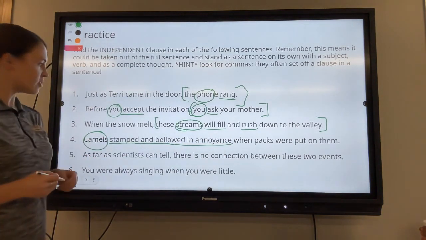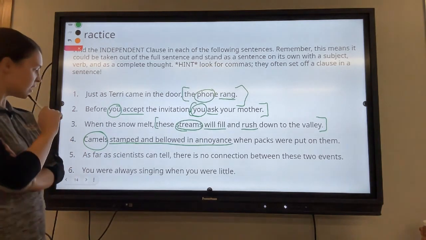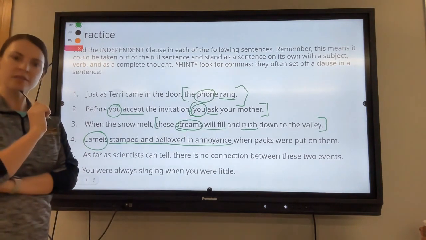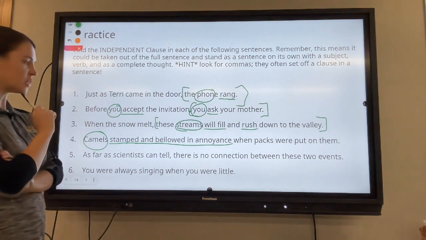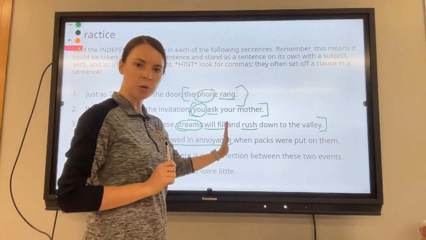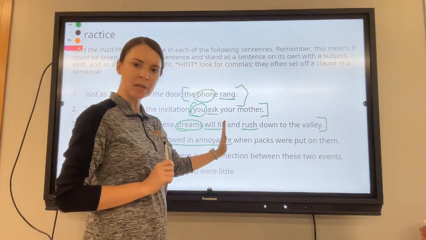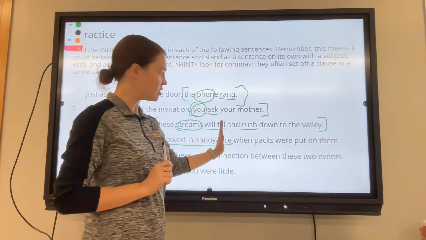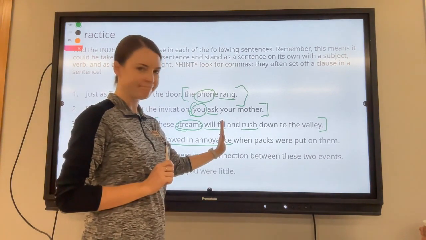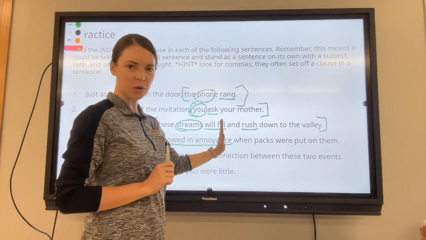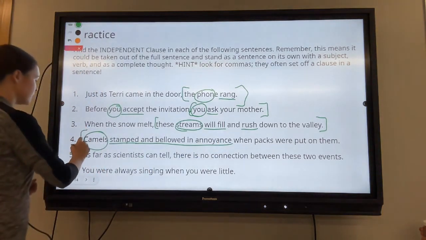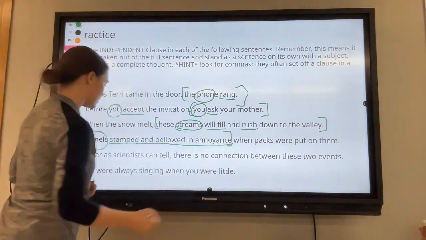Let's start with that first half that we underlined. Can that stand alone? Camels stamped and bellowed in annoyance. Yes, it can. Okay, we have an option for an independent clause. Take a look at the end of the sentence. When packs were put on them. Does this make a complete thought? Can you have a sentence that just says, when packs were put on them? Nope, that's not going to work, is it? It's not a complete thought. Our independent clause is at the beginning of the sentence.